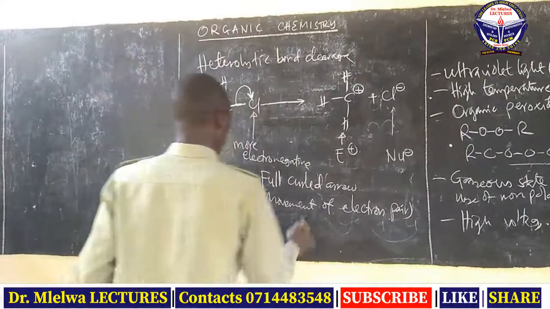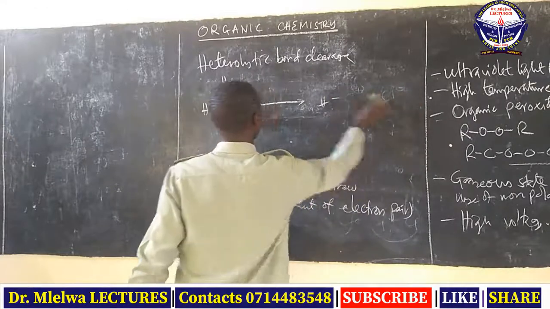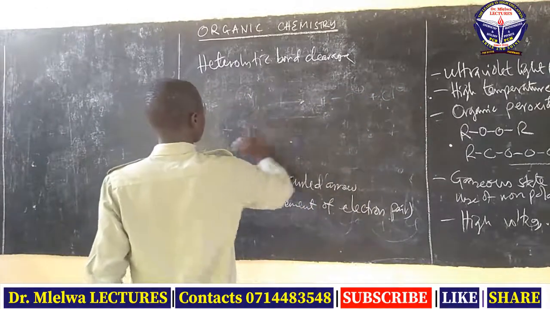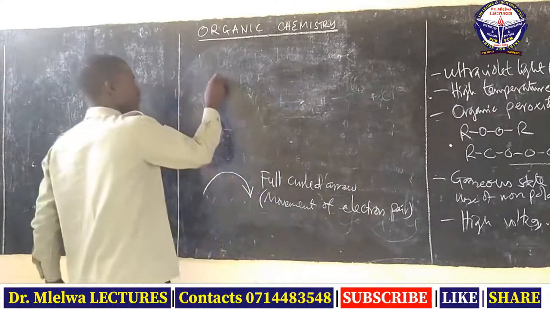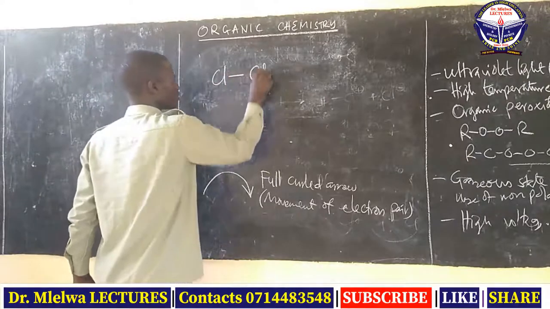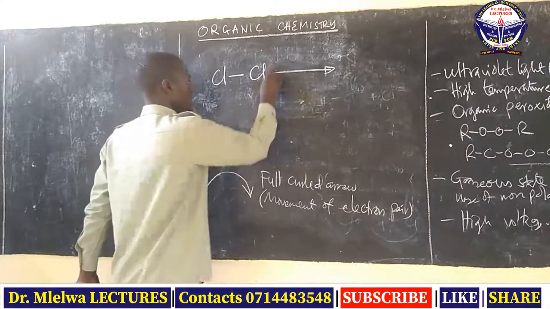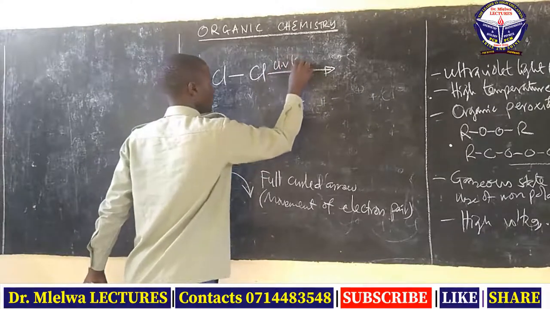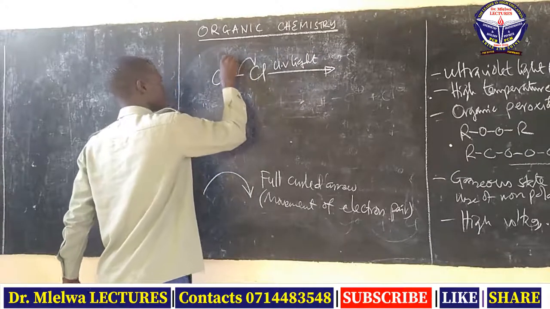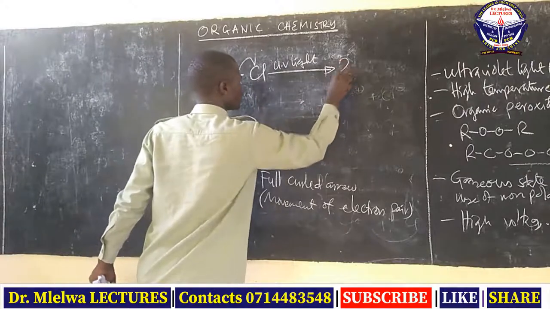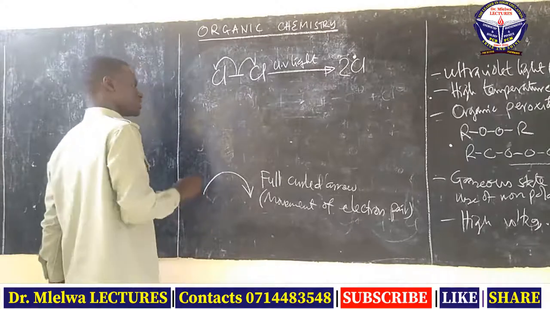So for example, the same reaction which we used in homolytic bond cleavage, if you remember, if we have two chlorines, chlorine, then chlorine, in the presence of the condition which allows homolytic bond cleavage, let's say in the presence of UV light, this takes one electron and this one takes one electron, we result in the formation of two chlorine free radicals.